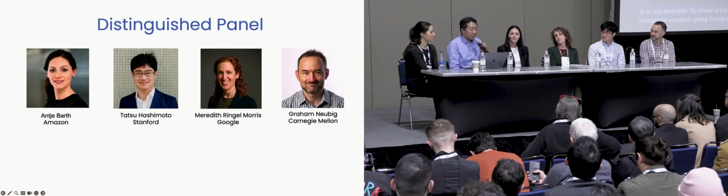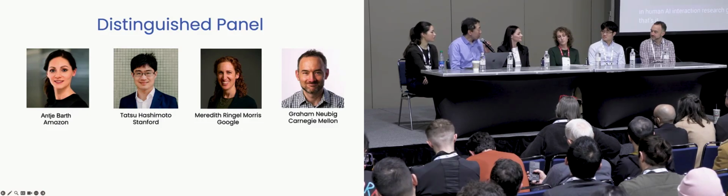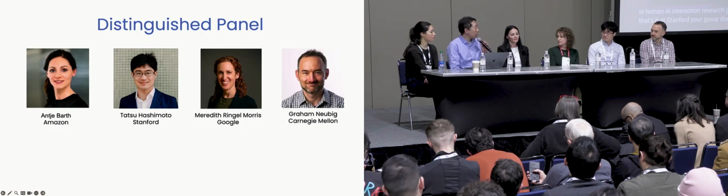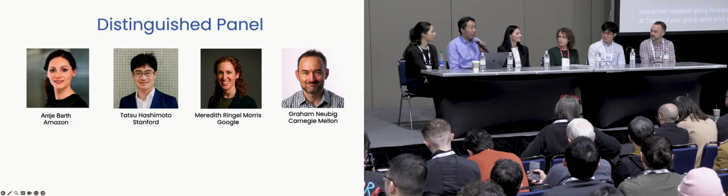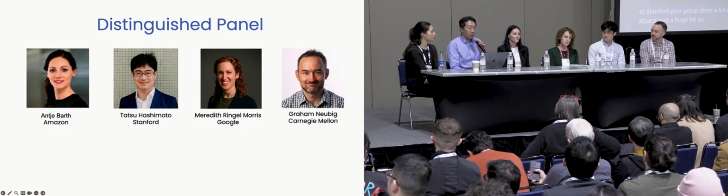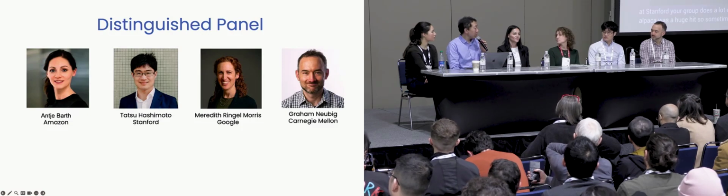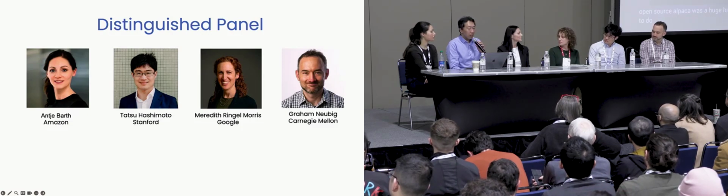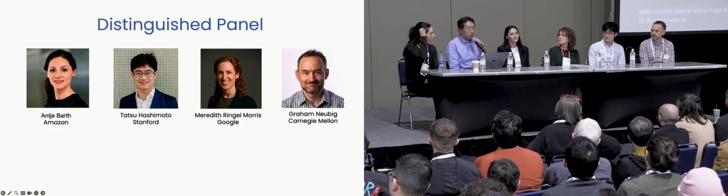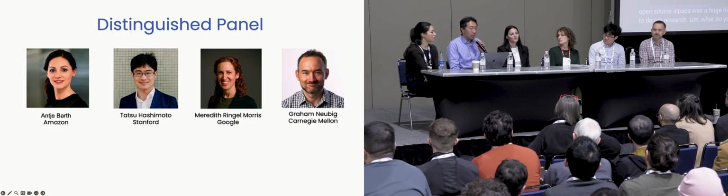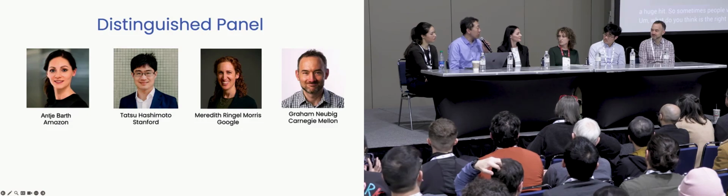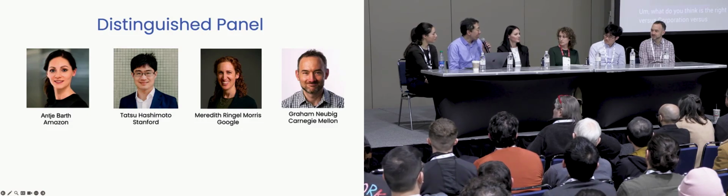So Tatsu, at Stanford, your group does a lot of cutting edge work on LLMs, and the open source Alpaca was a huge hit. Sometimes people worry about universities' ability to do LLM research. What do you think is the right mix of open source versus closed source, and academic versus corporation versus hyperscaler research?